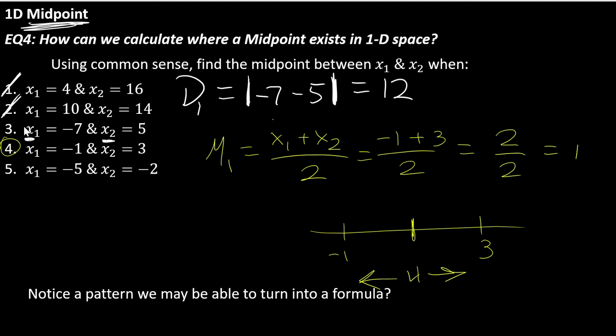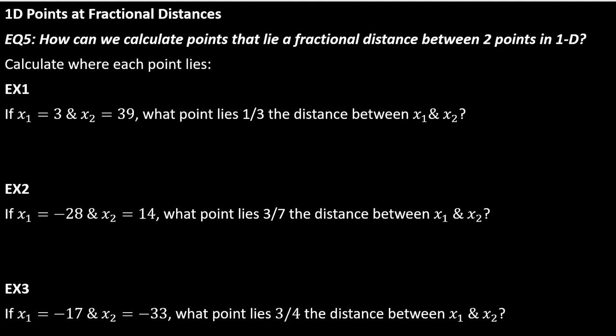So halfway means I'm here at 2. So if I just add 2 to -1, well, that puts me here at +1, which is what the formula gives me exactly. Okay, so easy peasy. So that covers 1D distance and 1D midpoint.